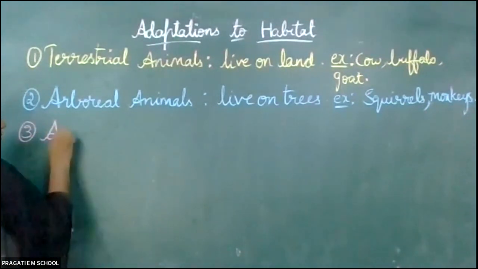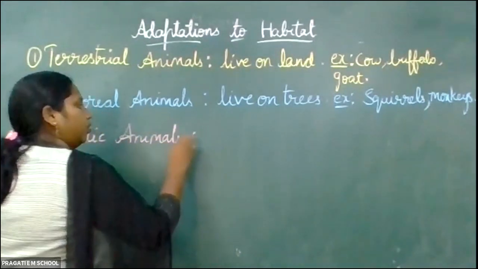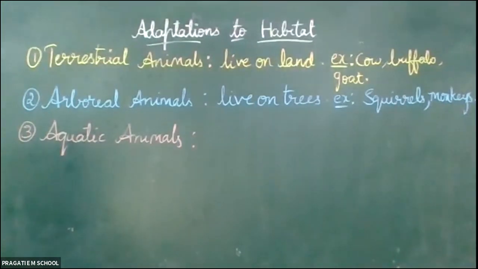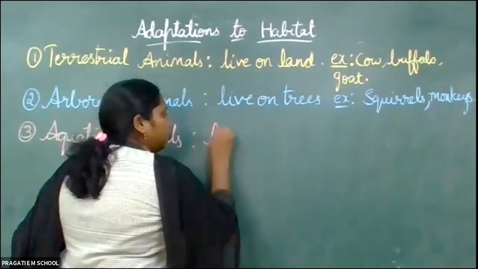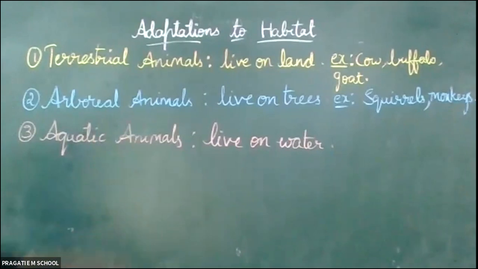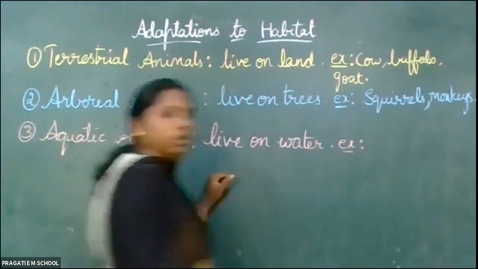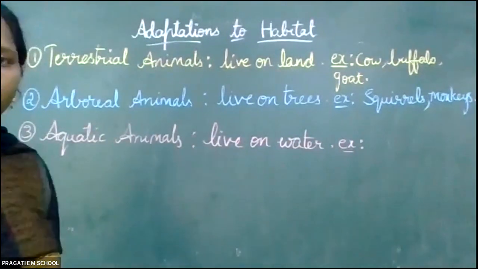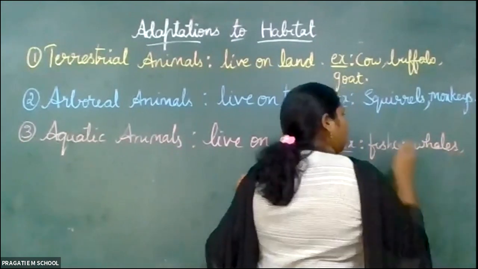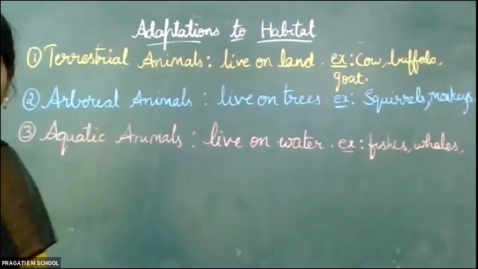Aquatic animals. What are aquatic animals? The animals which live in water. The animals which live in water, we call them aquatic animals. What are the examples here? Tell me some examples which live in water. Very good. Fishes, whales. Okay, children. You can write other examples also. Akshay, do you have any doubt?